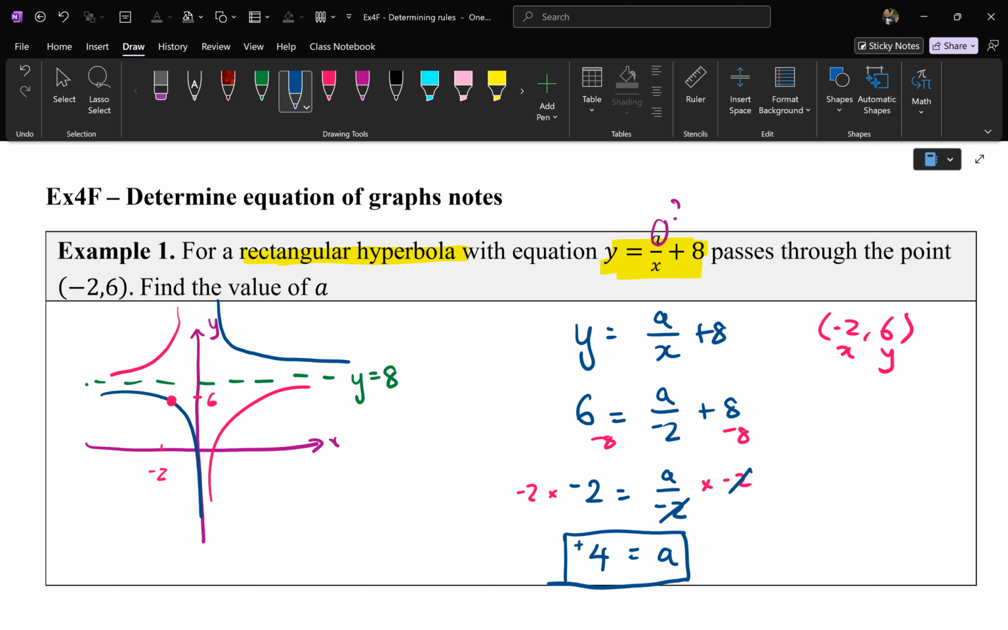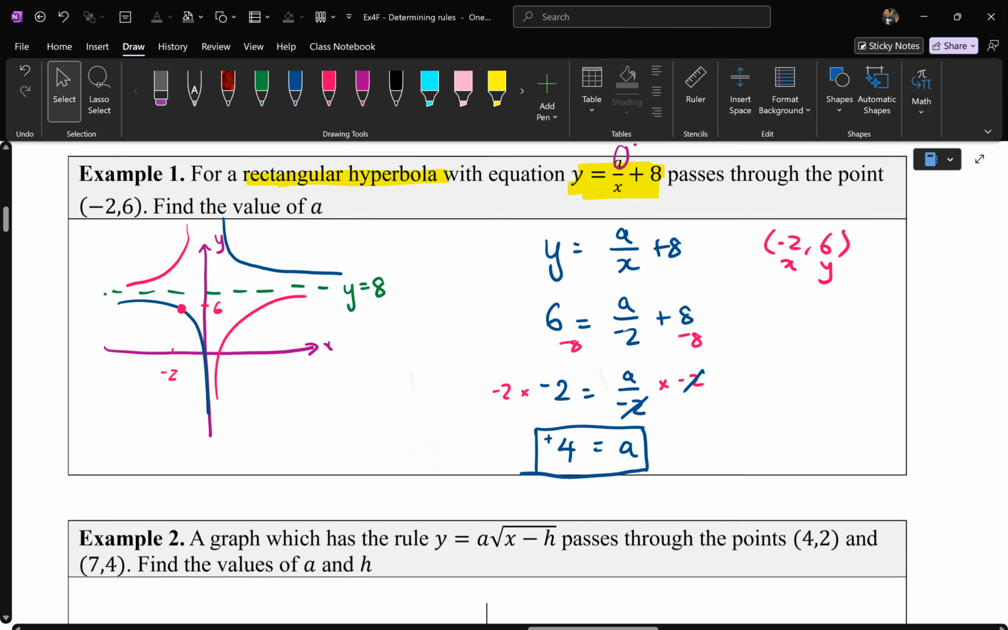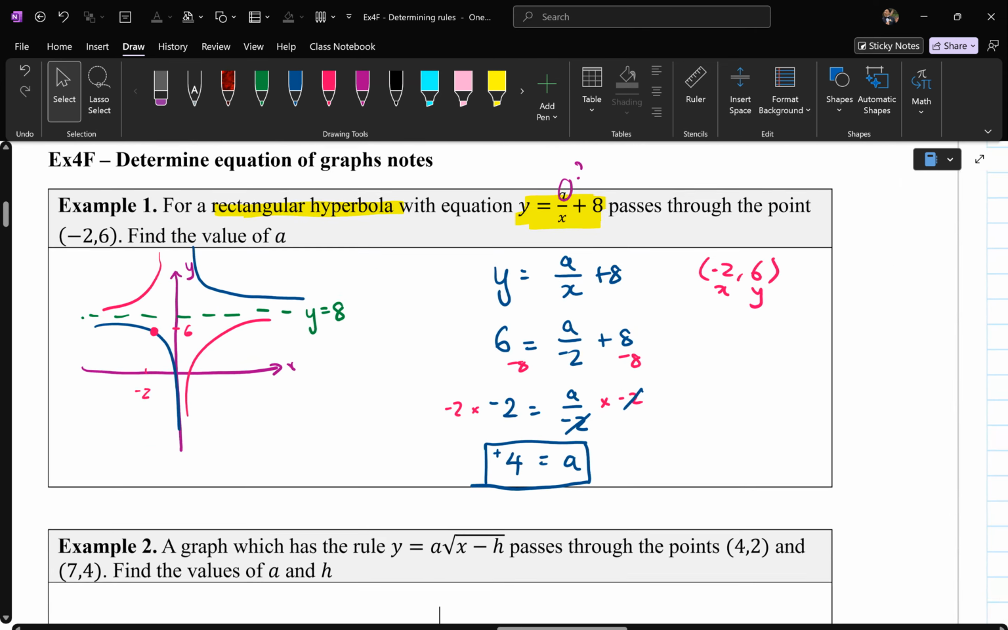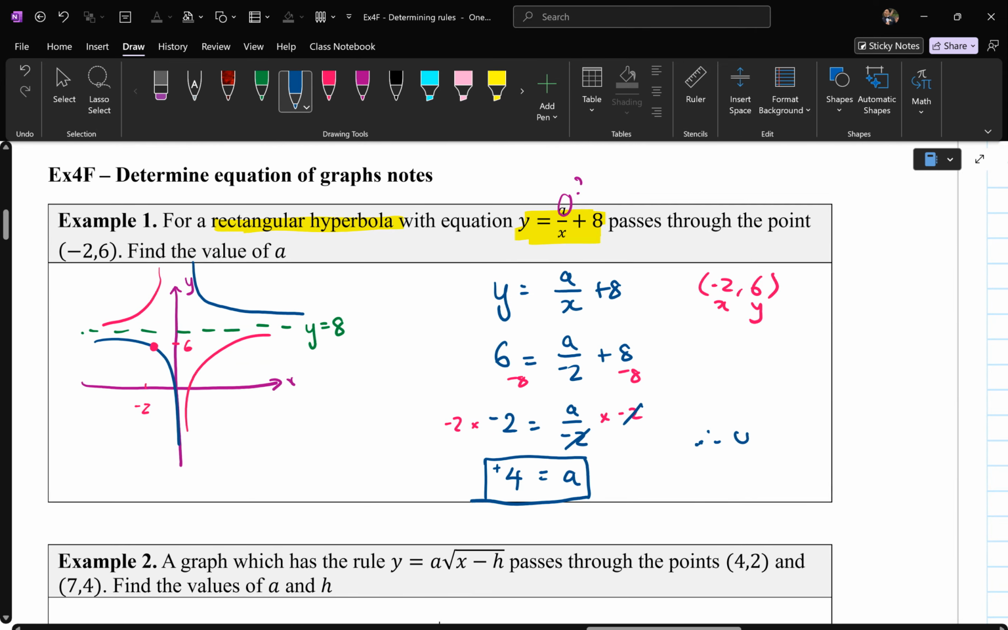You're learning all these different graphs so that you can analyze their properties and then do what I just did there. Does that make sense? Yeah? All right, so next one. So it just means your equation is y equals 4 on x plus 8.